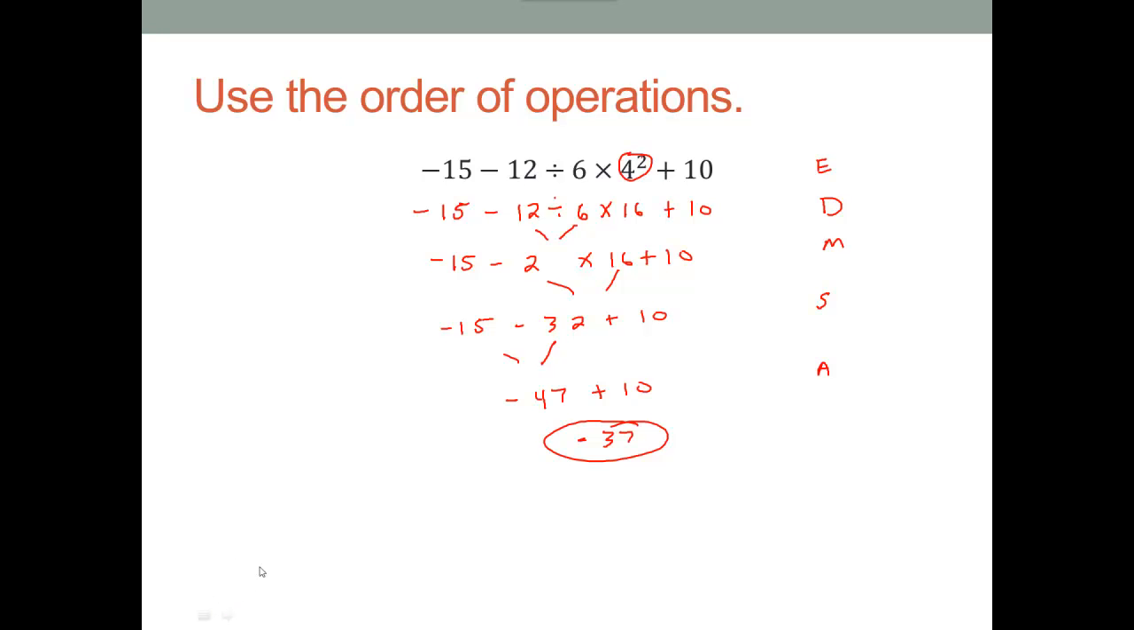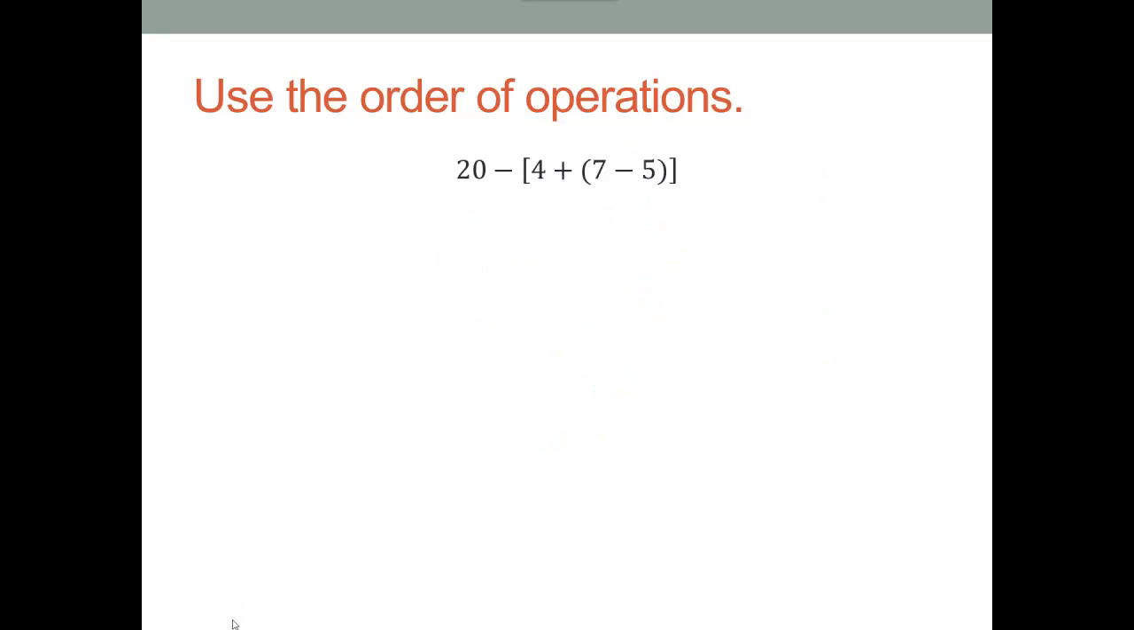Okay, let's look at one more problem. It deals with the order of operations. 20 minus, and then we have brackets, 4 plus, parentheses, 7 minus 5, close parentheses, close the brackets. All right, so we have two different types of enclosures. You want to start in the innermost enclosure and start working there, and then work your way out. So we're going to start with this 7 minus 5 here.